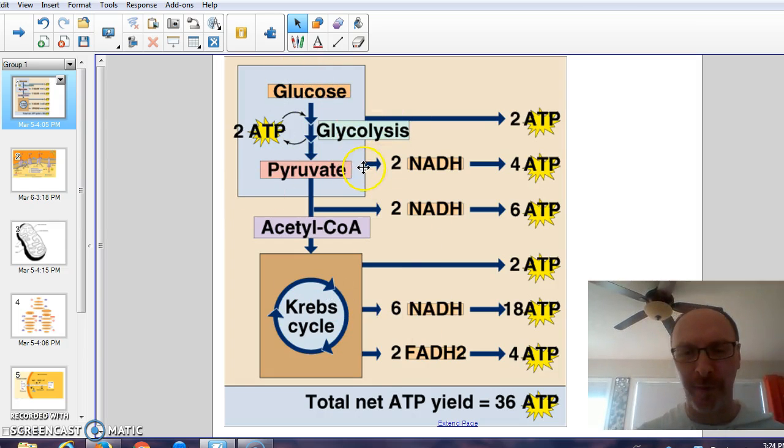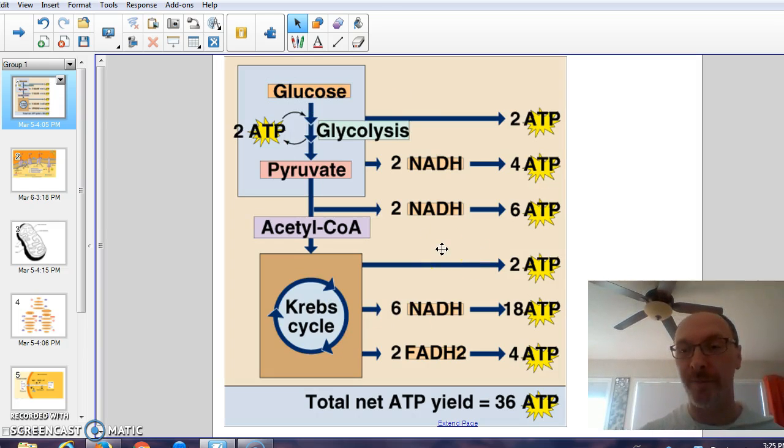All right, so here we go. If you look at this figure right here, you'll notice that we're getting 36 ATP total being made. Each stage, glycolysis, pyruvate oxidation, the Krebs cycle, indicates how much output we get, and then we add all that together to get 36 ATP. By the time we're finished this video, we'll actually have this figure figured out.